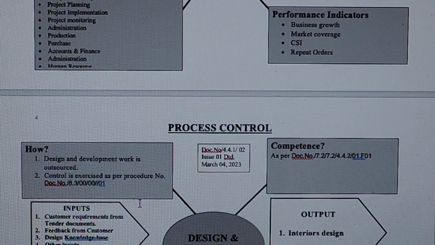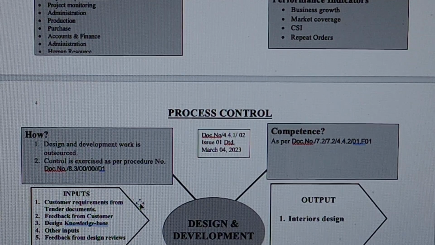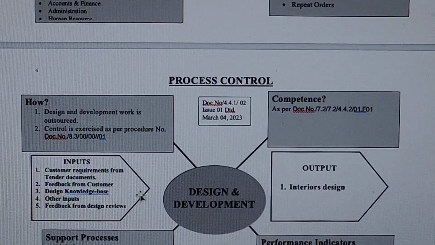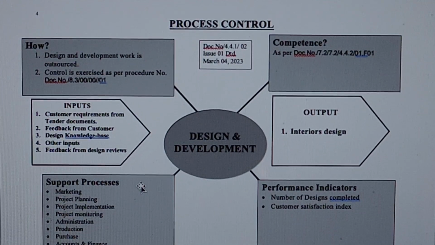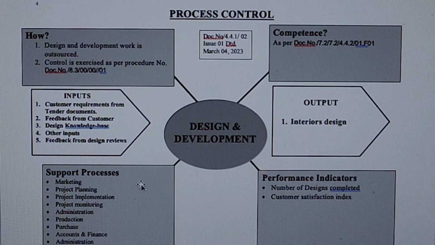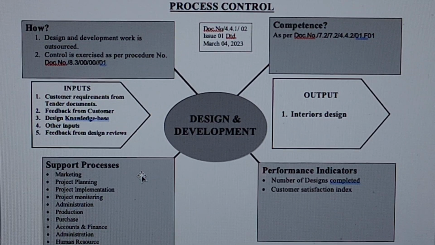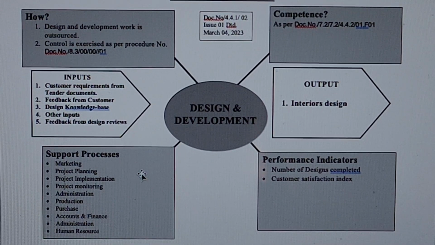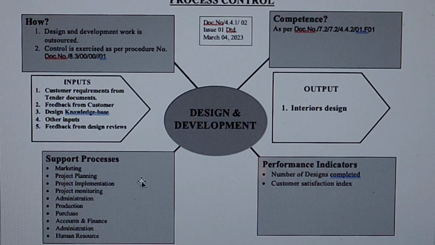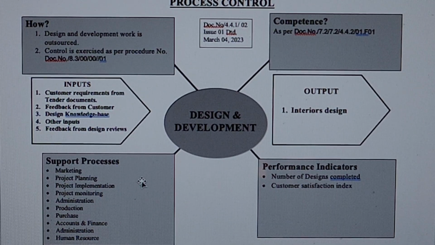Process control sheet, and number is 02, and here you can see design and development. So in a similar manner, all the things are described here. The design and development work is outsourced, and control is exercised as per procedure number. So we have got a procedure on design control, but we have outsourced this process.